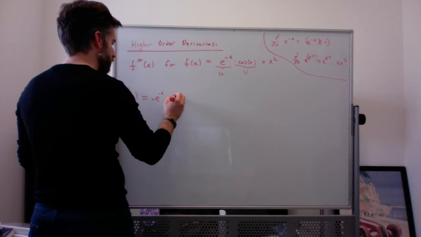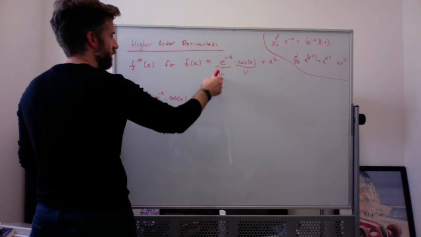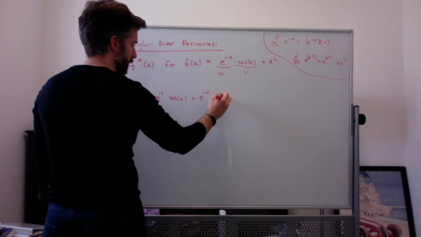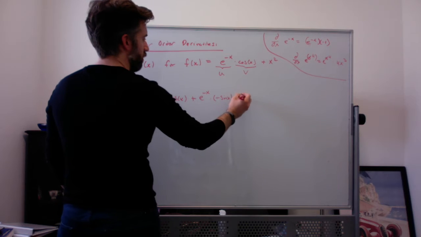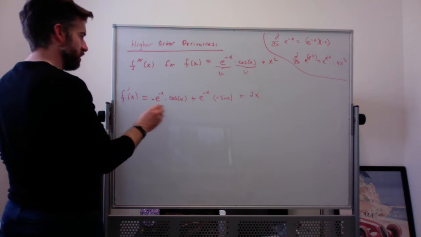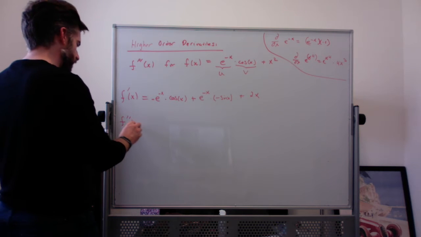Leave the cosine alone. Plus, then we do the reverse. You get e to the negative x times the derivative of cosine, which is negative sine. Plus, the derivative of x squared is 2x. All right, yeah. So now the second derivative.